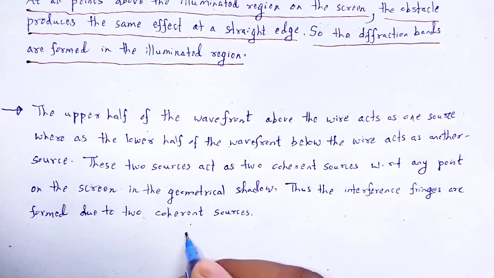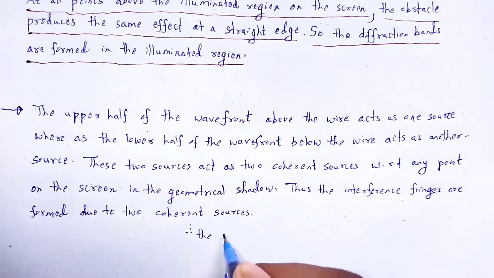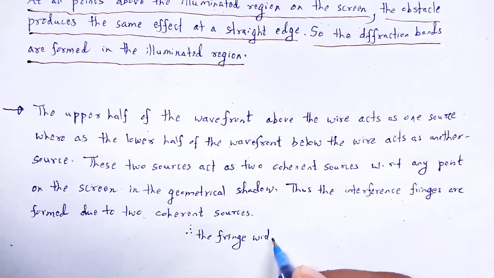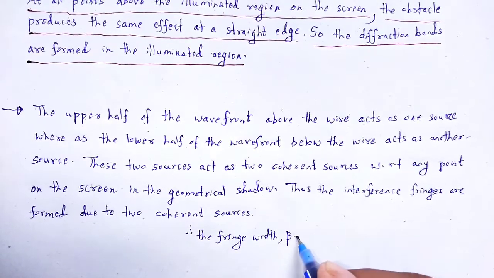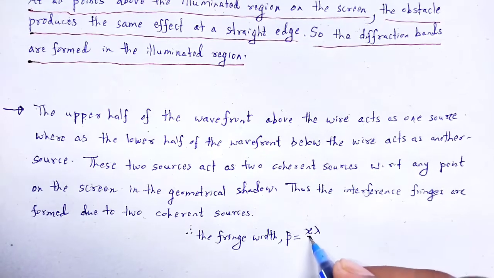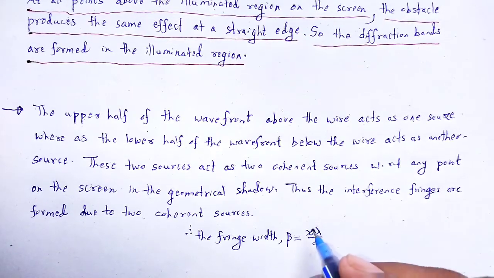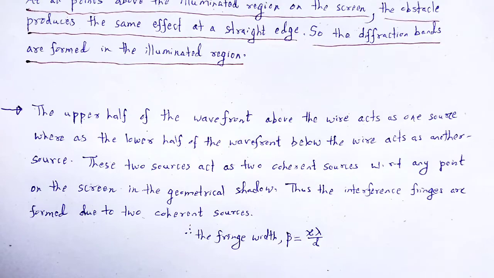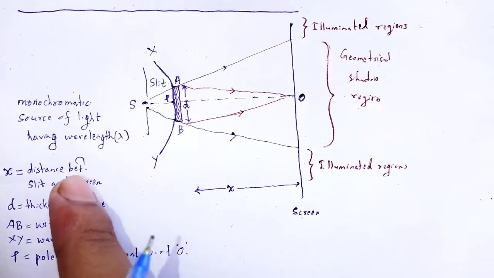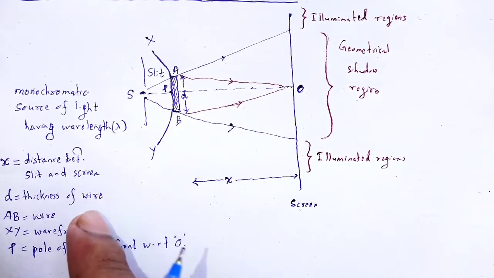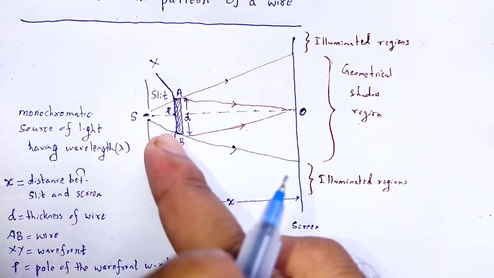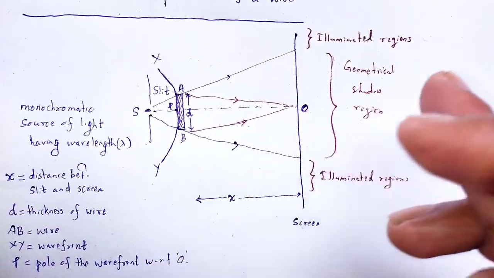Therefore, the fringe width beta is represented as x lambda divided by d, where x is the distance between the wire and the screen, d is the thickness of the wire, and lambda is the wavelength of the monochromatic source.